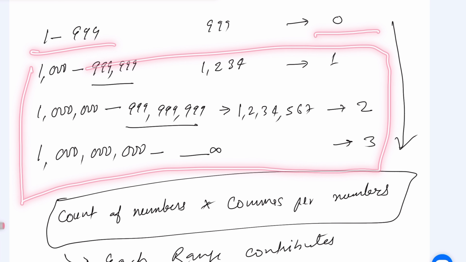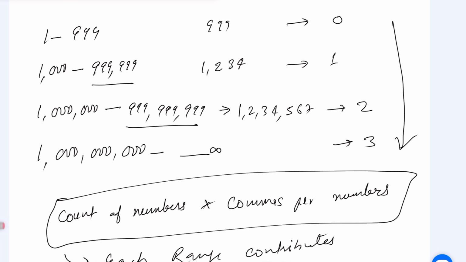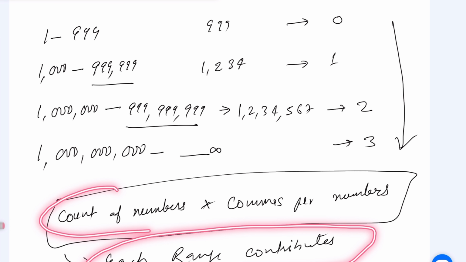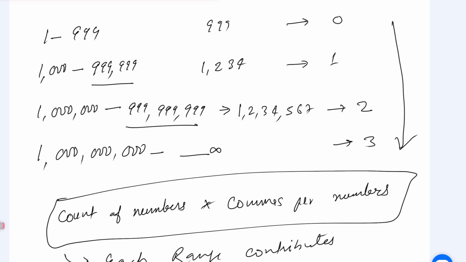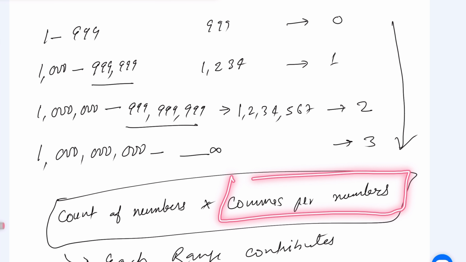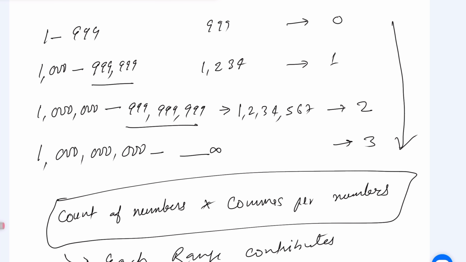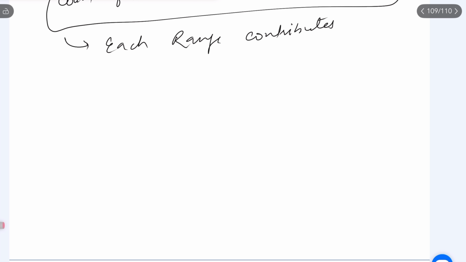Each range gives you some commas, right? That is why I'm saying each range contributes the count of numbers and the commas per number. For example, let's try to understand through an example. Let's take n equal to 1002.